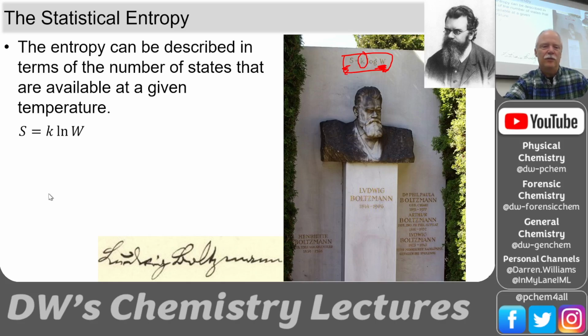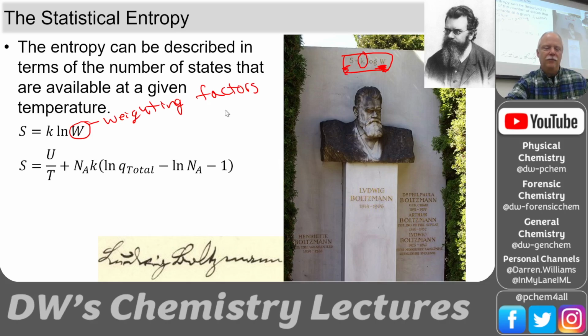So the entropy can be described in terms of the number of states that are available at a given temperature. We know this. These are the weighting factors that Boltzmann did purely by statistics. So W is weighting factor for each of the different states. And so we've done sort of that by using the partition function. And the partition function, if we're looking at the partition function in a system of identical molecules, and here this is Avogadro's number, then you would be dividing by Avogadro's number.